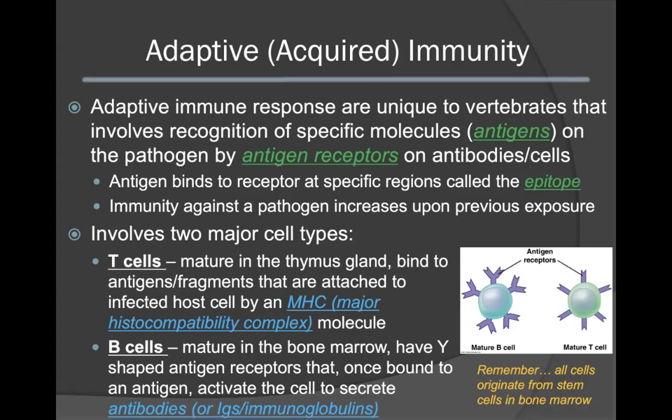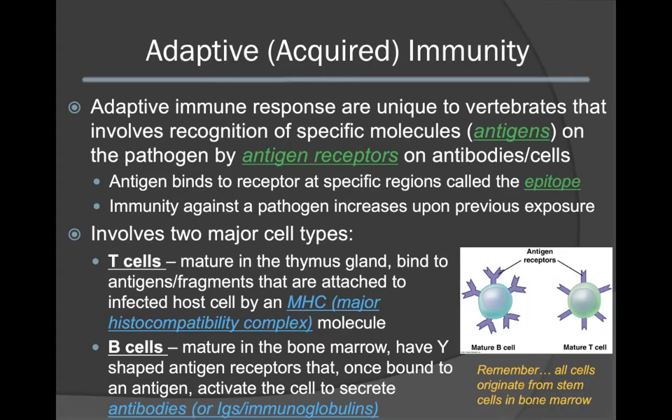These cells can help bind to antigens or fragments of the antigen that are attached to an infected host cell through the use of an MHC, or major histocompatibility complex, molecule. B cells, on the other hand, mature in the bone marrow. B cells have Y-shaped antigen receptors that, once they bind to an antigen, activate the cell to secrete antibodies or immunoglobulins. Remember, both B cells and T cells originate from stem cells that are present in the bone marrow.